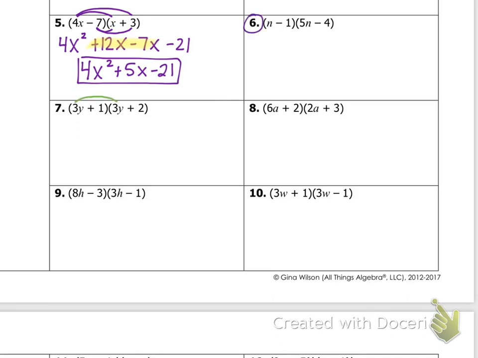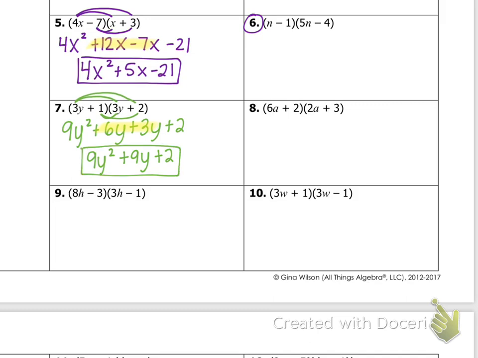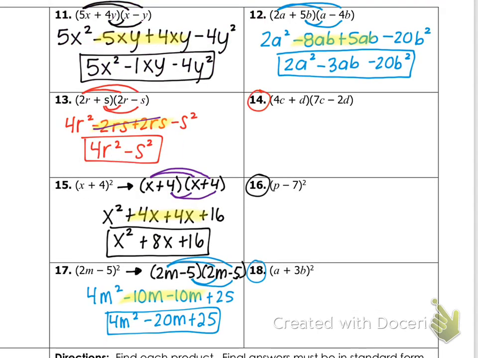Okay, try 6. Number 7, we're going to multiply the first term. So FOIL, remember, first. So 3 times 3 is 9. y times y is y squared. So this is 9y squared. 3y times 2 is 6y. And 1 times 3y is 3y. 1 times 2 is 2. We can combine the middle two terms. So 9y squared plus 9y plus 2. That's your final answer. It's in standard form.